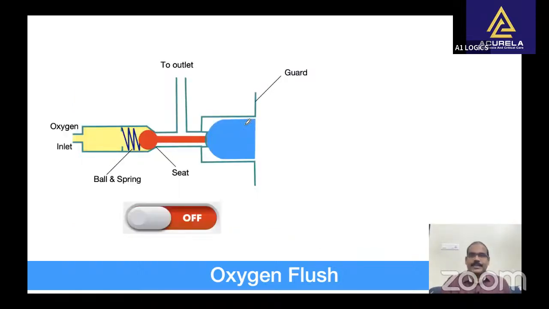Here you can identify the parts of oxygen flush. In the off position of oxygen flush, the ball and spring keep occluding the seat and hence oxygen does not flow to the outlet. Now, let us see what happens when we activate oxygen flush. Depressing the button causes the pin to push the ball away from the seat, allowing oxygen to pass directly to the machine outlet.